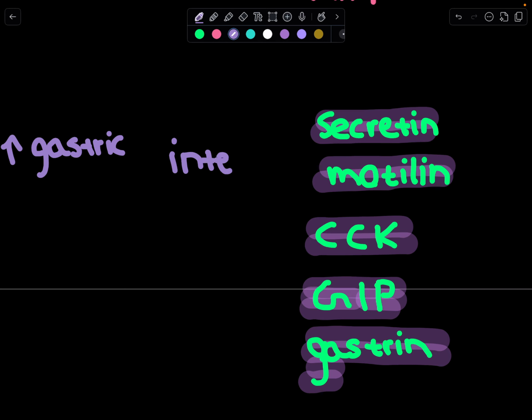Haha, love the enthusiasm. You got Motilin spot on, cranking up gut motility like a champ. Ready for the next one? This hormone boosts insulin release to manage blood sugar and cuts down gastric acid secretion. Which of the five is it? GIP.